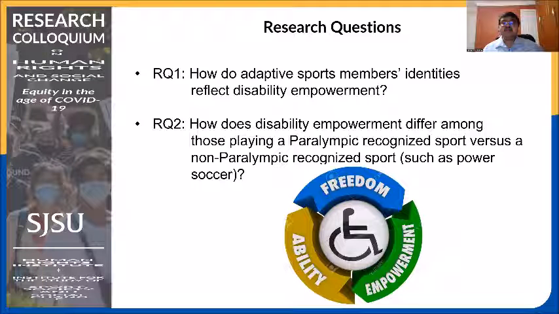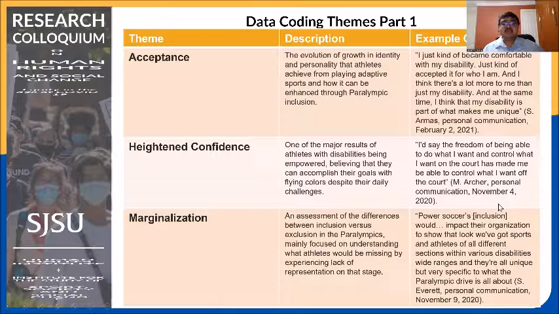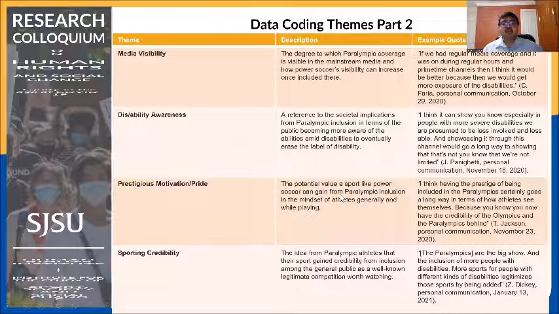Data collection involves semi-structured virtual interviews with individuals from both spectrums and organized based on 7 themes: acceptance, heightened confidence, marginalization, media visibility, disability awareness, prestigious motivation pride, and sporting credibility, whose details are visible in the slides.